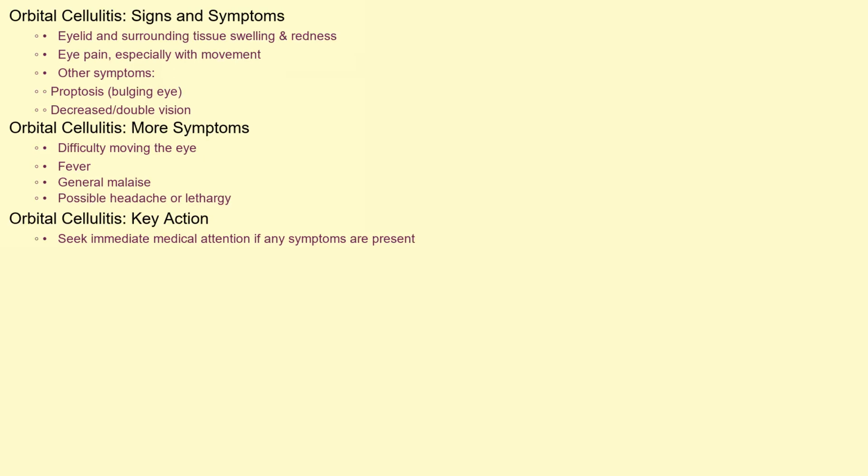The signs and symptoms of orbital cellulitis can be quite dramatic. Common symptoms include swelling and redness of the eyelids and surrounding tissues. Patients often experience pain around the eye, especially with movement. Other symptoms include proptosis, which is a bulging of the eye, decreased vision or double vision, difficulty moving the eye, fever, and general malaise. In some cases, there may also be headache or lethargy. It's crucial to seek immediate medical attention if any of these symptoms are present.